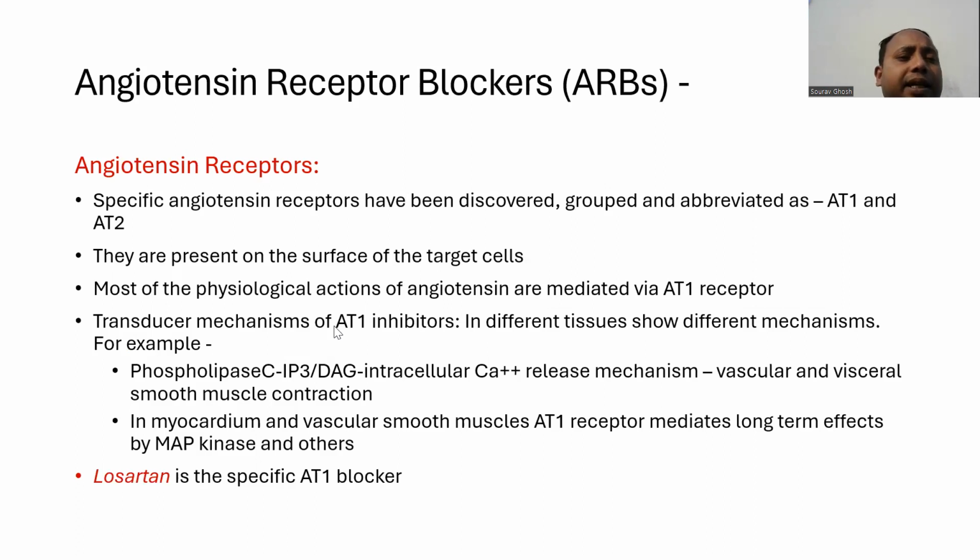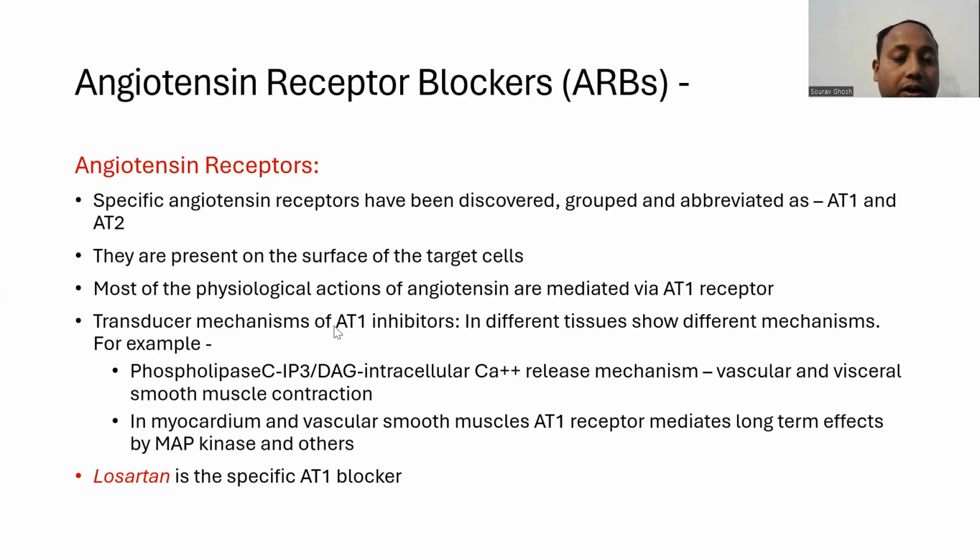If we are talking about the ARB, that is the angiotensin receptor blocker, specific angiotensin receptors have been discovered, grouped or abbreviated as AT1 and AT2. They are present on the surface of the target cells. Most of the physiological actions of angiotensin are mediated by the AT1 receptor. The transducer mechanism of AT1 differs in different tissues. For example, PLC means IP3 and DAG, which cause Ca2 plus release, and vascular and visceral smooth muscle contractions occur. In myocardium and vascular smooth muscle, AT1 receptor mediates long-term effects through MAP kinase and others.